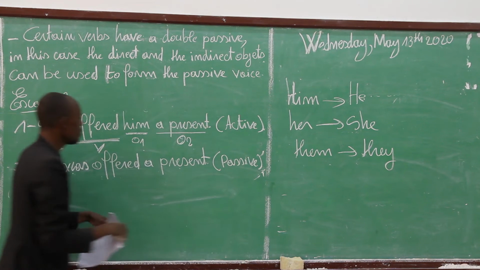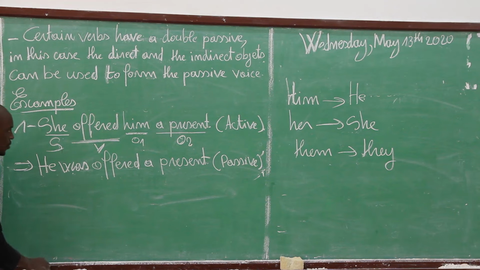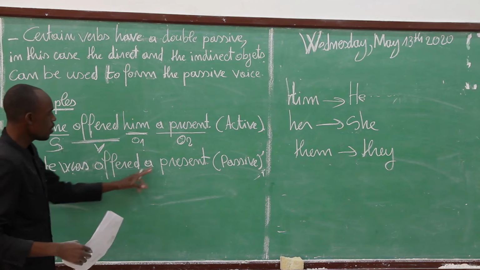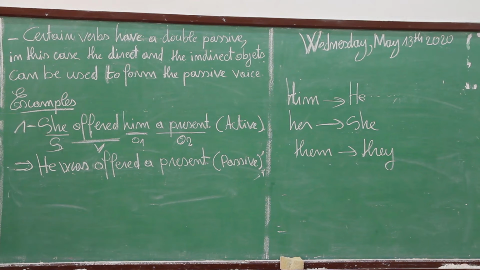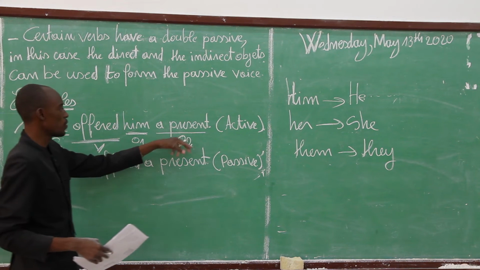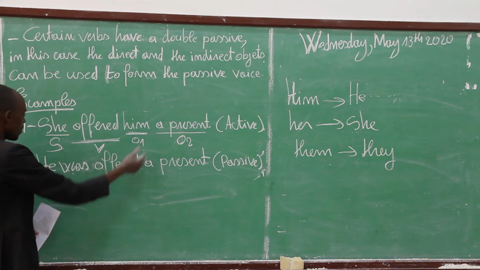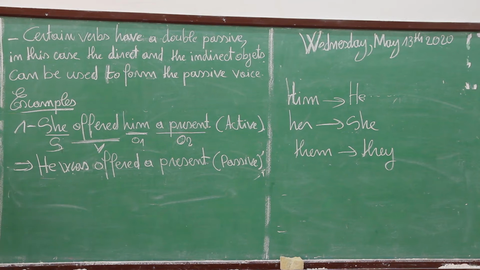And here we have used the first object. He was offered a present. This is the first possibility. When we deal with a sentence in which we can have two objects, le complément d'attribution et le complément d'objet. Donc ici, nous avons d'abord utilisé le complément d'attribution. Donc him here becomes the subject. Le complément d'attribution devient le sujet ici. Good.